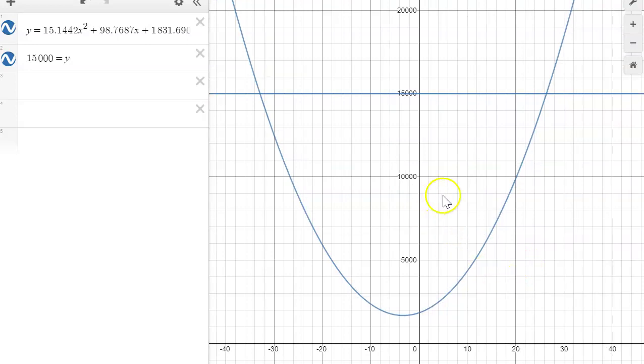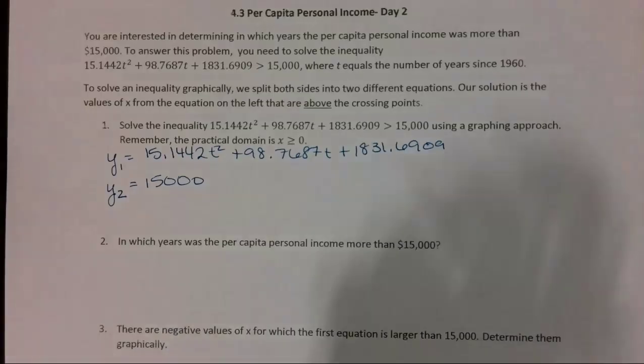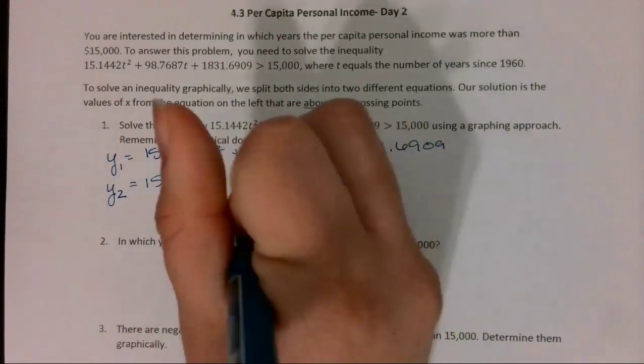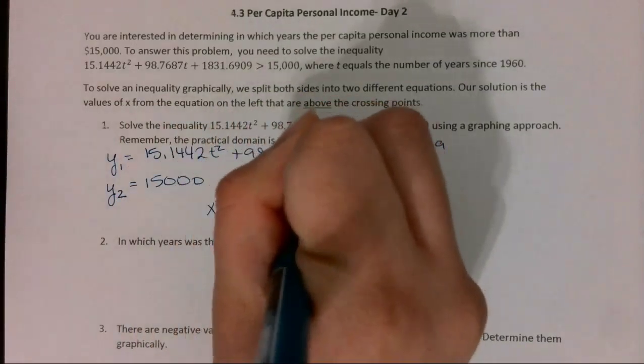But I care about years for when the equation is more than 15,000, so above it, up here. The problem on number 1 told us our practical domain is x is greater than 0. So because x is greater than 0, I don't care about anything on the left side of this black line. I only care about everything over here. So I care about this x value right here, which is 26.407. So I am looking at x values greater than 26.407.